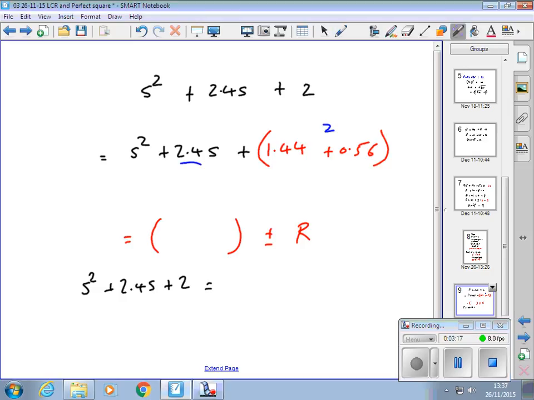So what I do is I take this 2.4 and half it to get 1.2. I square that. 1.2 squared is 1.44. So then I look at this and I say, right, what have I got to do to get from 1.44 back to 2 again? Add 0.56. So in other words, I can write this as s plus 1.2 squared plus 0.56. And that would be another way of writing this.